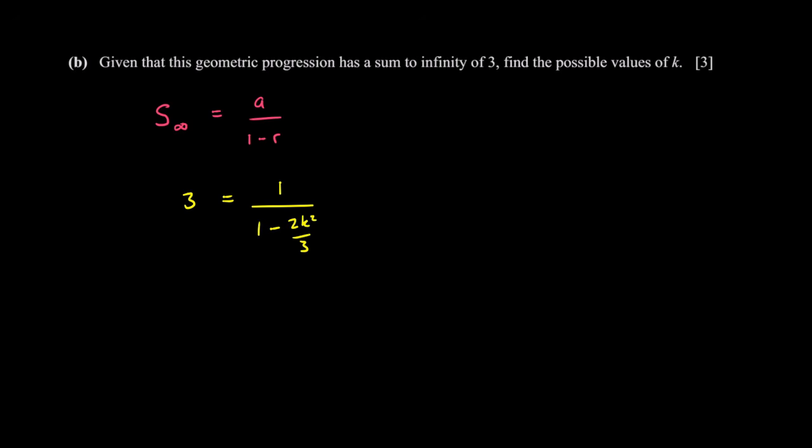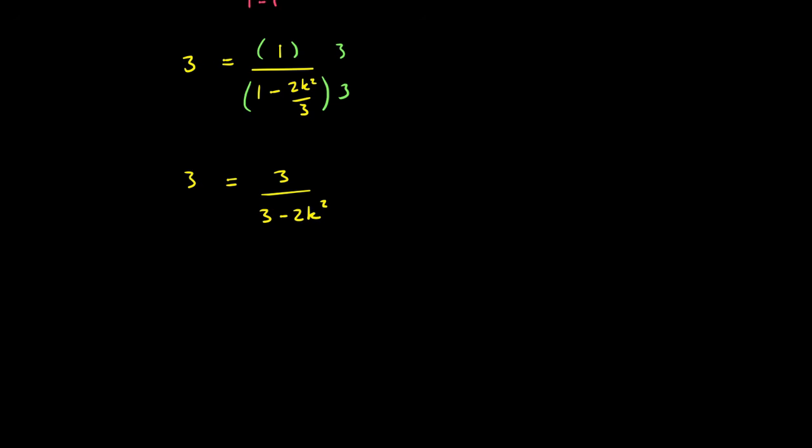I think I'll simplify the fraction, and the way I'll do that is I'll multiply top and bottom by 3. And that would give me 3 on the top, 3 minus 2k squared is equal to 3. So I'll multiply both sides by 3 minus 2k squared. So 3 bracket 3 minus 2k squared. Actually, I'm doing this kind of stupidly, aren't I? I should have just flipped the fraction. Why did I not do that? Never mind. It's all right.